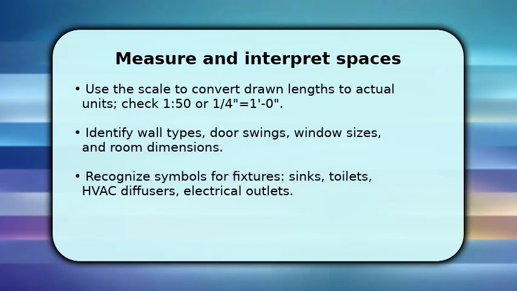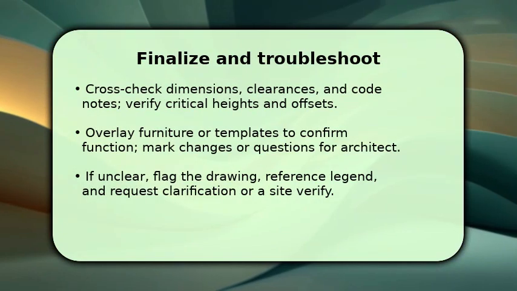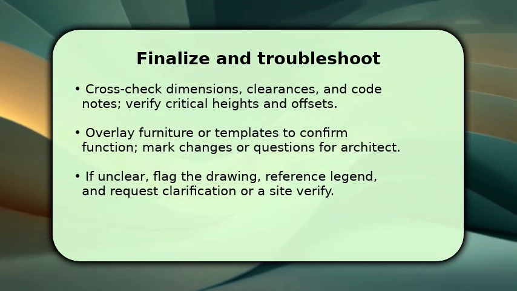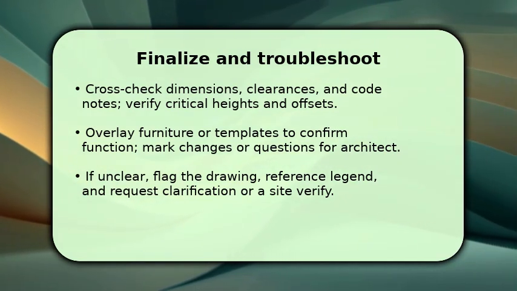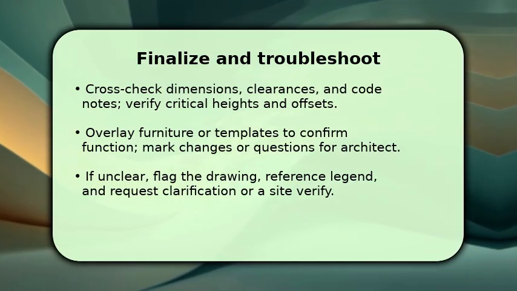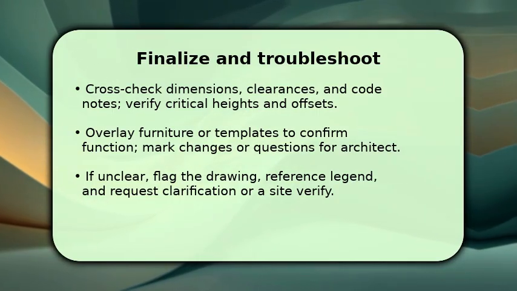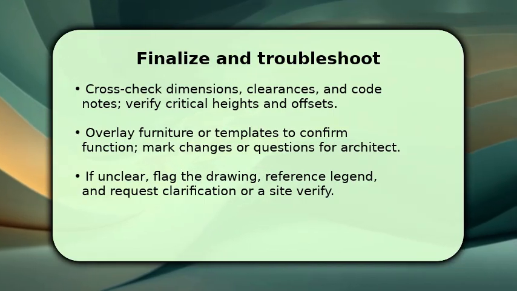As you translate lines into usable space, visualize furniture and flow to check whether rooms meet intended use and clearance requirements. You finish by validating. Cross-check critical dimensions, door clearances, and any code or note callouts so nothing is assumed. Once verified, overlay furniture or templates to confirm functional layout and identify conflicts.